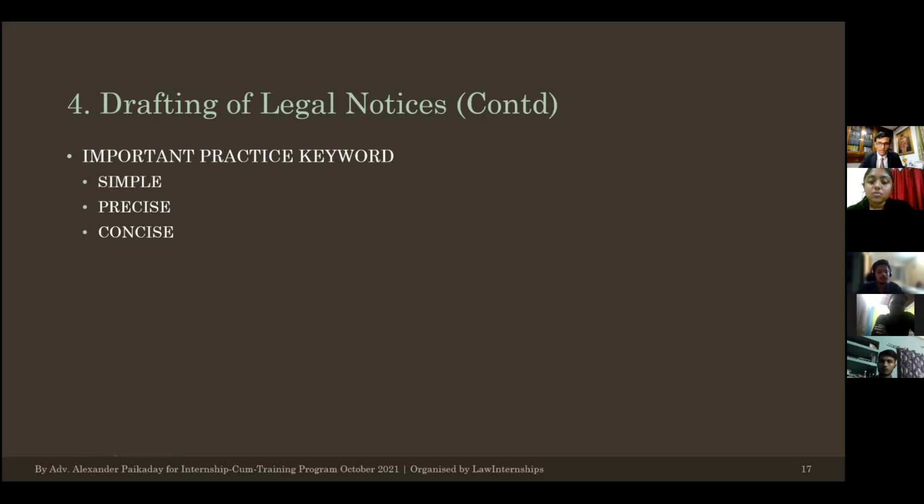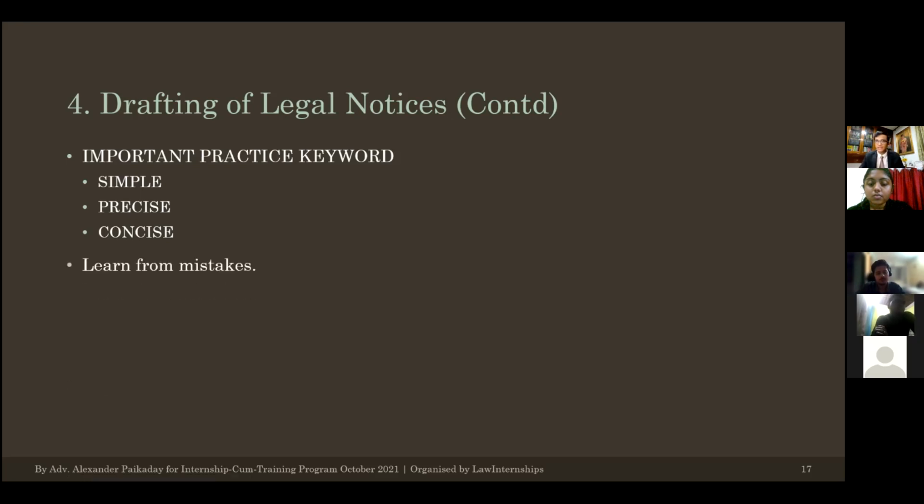Be precise. Just because you have facts at hand doesn't mean that you have to spread out all the facts in the legal notice. You could select only the facts that are required for the legal notice and address them. Be concise, because the more you write, the more the person will get confused. So be concise, be small. If you can write in 2 lines what would take 10 lines, that's always much better.